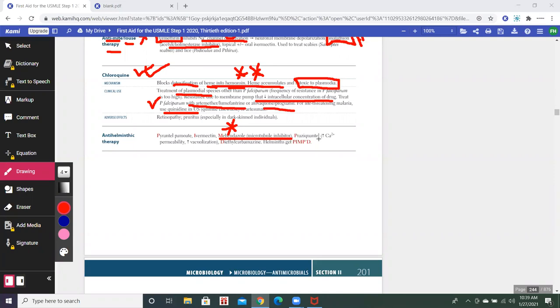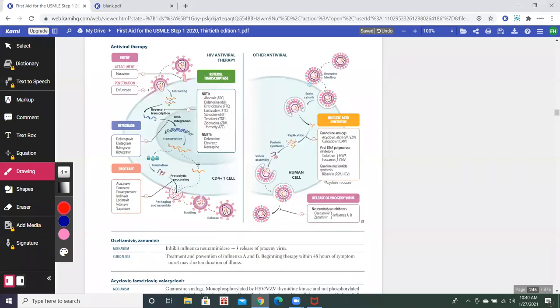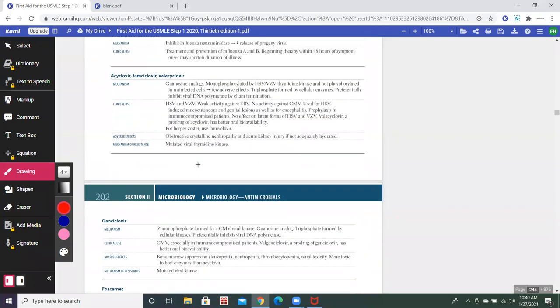For which protozoa do we use bendazoles? Nematodes. For nematodes, okay. The fact that bendazoles are used for nematodes and praziquantel is used for cestodes and trematodes, this will be tested. So please try to remember this. The mechanism of action is not very high yield, that it will increase calcium permeability and vacuolization. So that's that. Diethylcarbamazine is there. Helminths get pimped. Okay, so that's not high yield. Don't worry about this. So mebendazole, mechanism of action. And the fact that praziquantel is used for cestodes and trematodes, and your bendazoles, they're used for nematodes. Okay, so that's that.